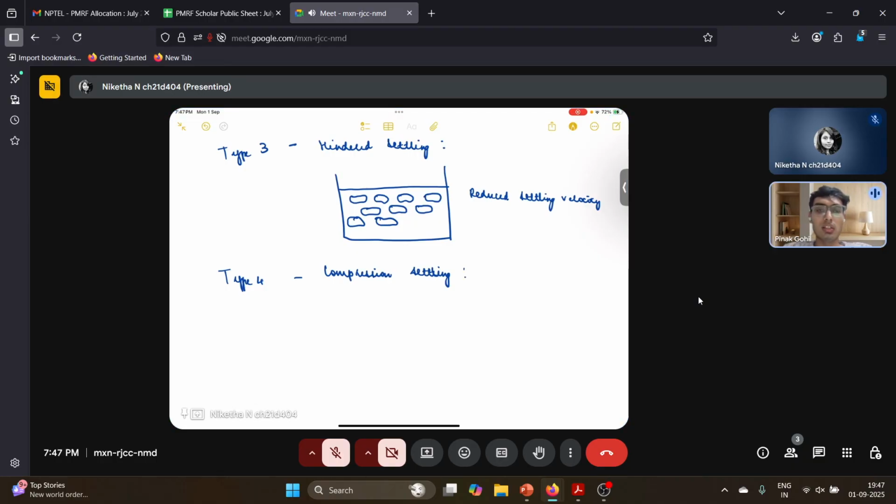I think in hindered settling, the particles will come together and form a mountain, step by step, one on another. In hindered settling, your velocity is reducing because your particles are hitting each other, and because of that collision there is going to be a reduction in velocity. So your initial velocity of the particle is going to decrease.